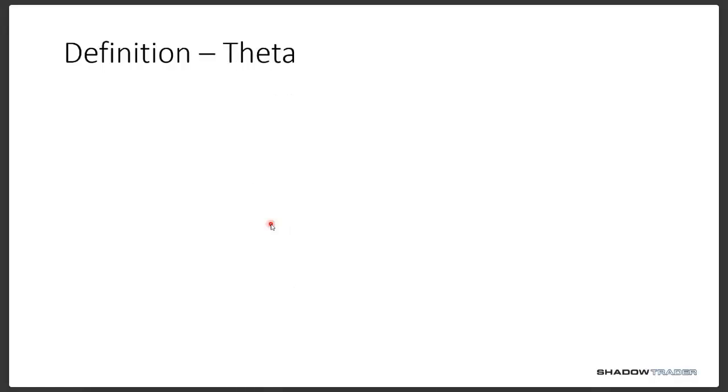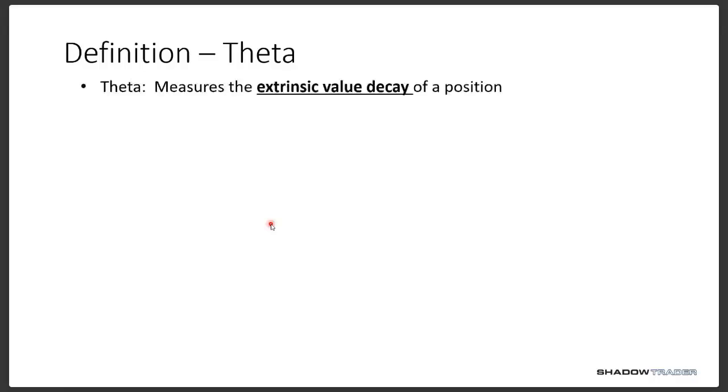Let's go on to theta. Theta measures the extrinsic value, the amount above and beyond the intrinsic value, or the real true foundational value of your option at the strike that you're looking at. That expanded, or that balloon, that air in the balloon, is the extrinsic value. And theta measures that amount of the premium that's on your option.